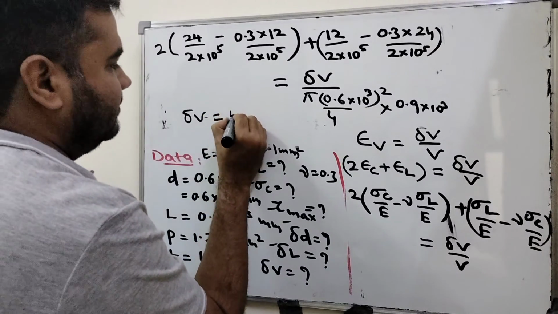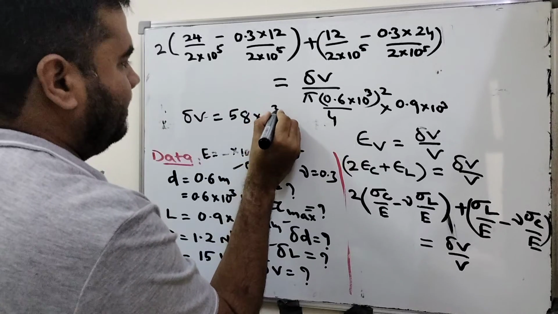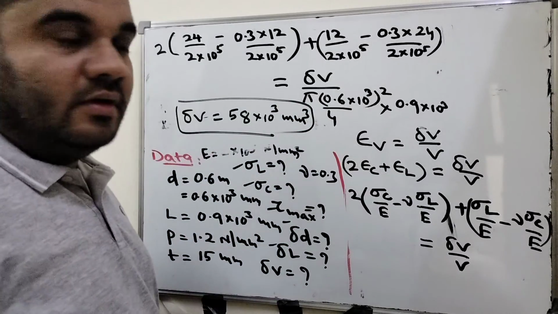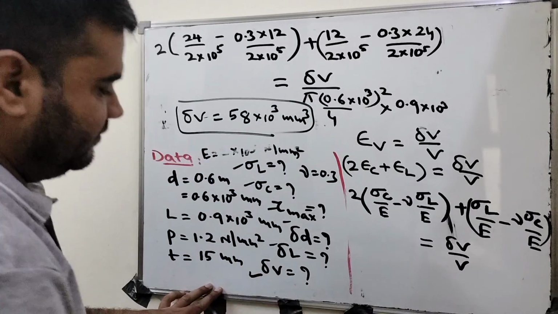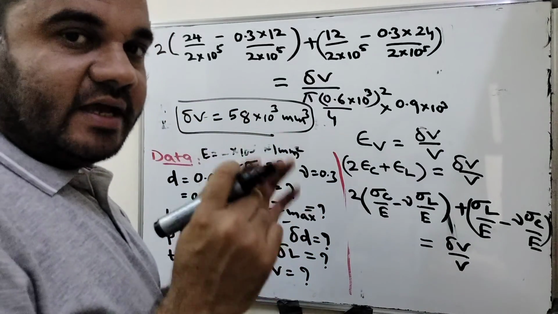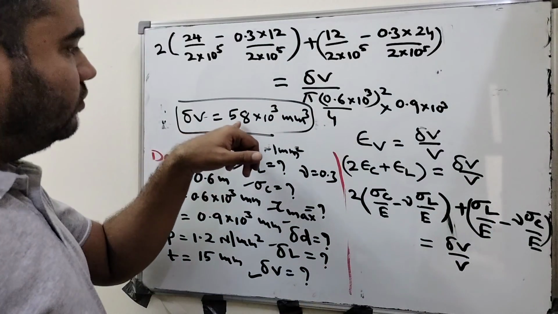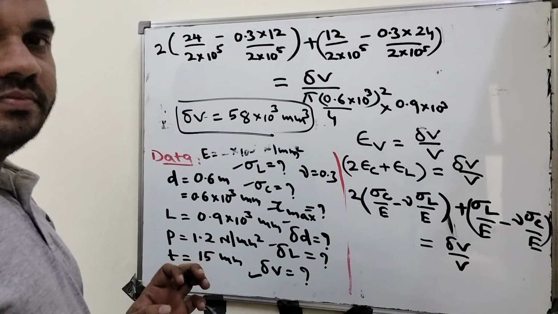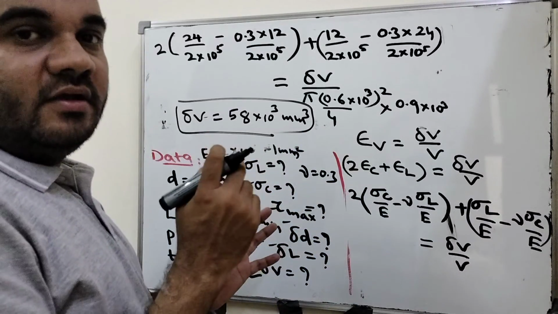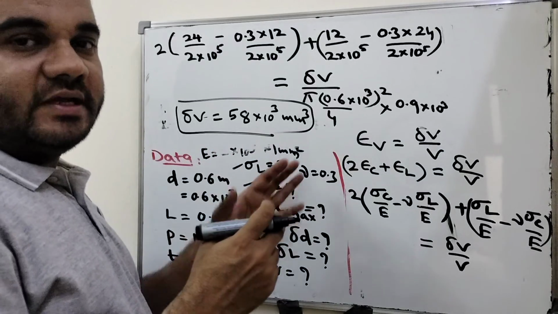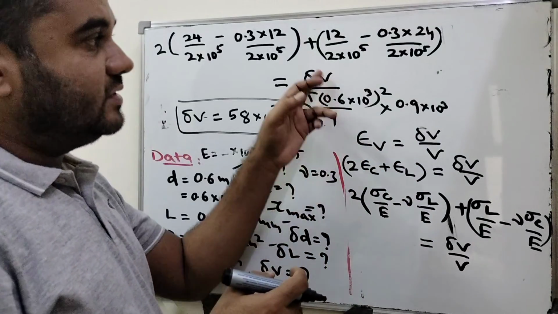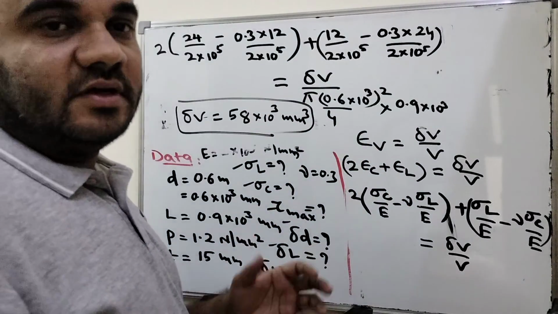You will find finally the change in volume equal to 58 into 10 raised to 3 mm cube. Okay, now this is also finished. So the change in length we calculated is very small, the change in diameter is also very small, and the overall change in volume is 58 into 10 raised to 3 mm cube. This is how you have to apply all the formulae from the previous two or three videos where I derived the equations. You can use this problem for your understanding purpose.